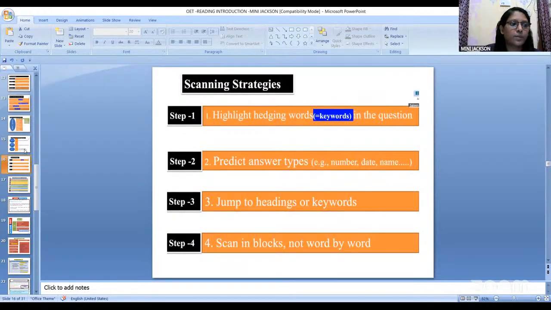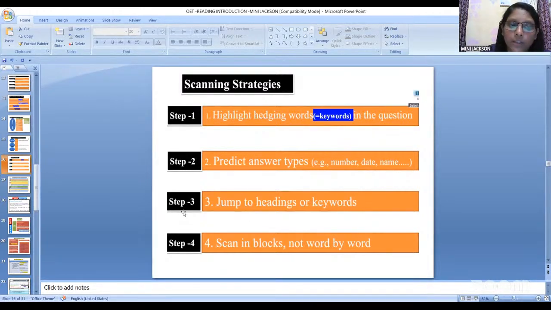Then next one is the scanning strategy. Here we can see the steps. There are 4 steps. Step 1, highlight the hedging words. Hedging means keywords in the question. Those are important words you have to underline and focus on. Next one is predict the answer type. If the question is how often or how many, a number will be there, or a date, a name, or a duration will be there. Like that, you have to predict.